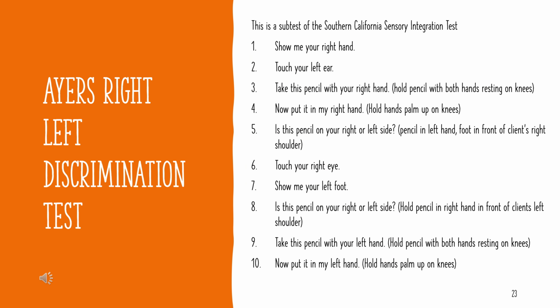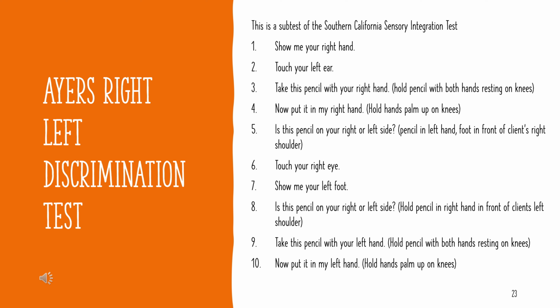The Ayer's right-left discrimination test is a subtest of the Southern California sensory integration test. This test is often performed with children and consists of 10 instructions. To administer this test, you as the tester are going to sit directly across from the child or your adult client. The first instruction, you're going to ask them to show you their right hand. Number 2, you're going to ask them to touch their left ear.